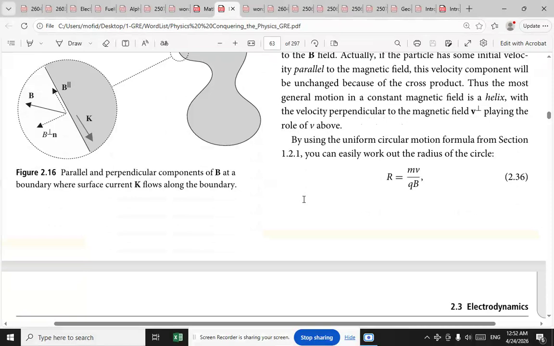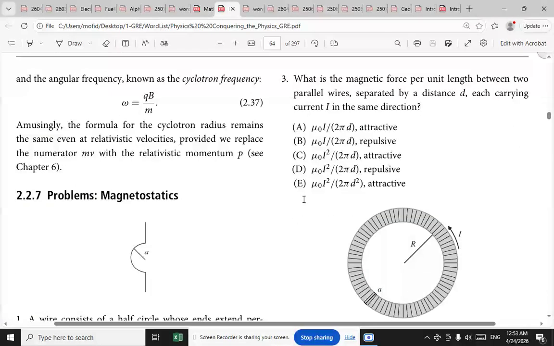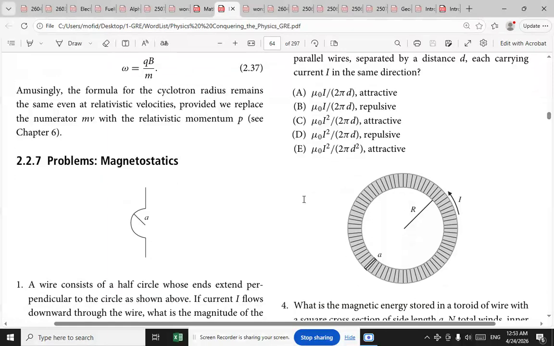By using the uniform circular motion formula from section 1.2.1, you can easily work out the radius of the circle: r is equal to m v divided by q B, and the angular frequency, known as the cyclotron frequency, omega is equal to q B divided by m. Amusingly, the formula for the cyclotron radius remains the same even at relativistic velocities. We replace the numerator m v with the relativistic momentum p. See chapter 6.